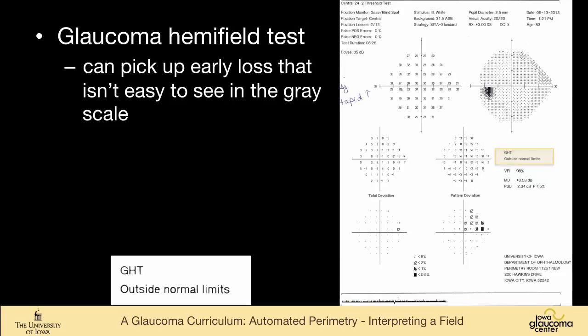Sometimes it'll pick up early loss that's not that easy to see in the grayscale, like in this patient. You can see that the glaucoma hemifield test is outside normal limits. If you were just looking at the grayscale and you weren't looking at the raw data and the pattern deviation, you might miss the fact that this person has visual field loss. And this is the field we looked at earlier with the pseudo false positive look.